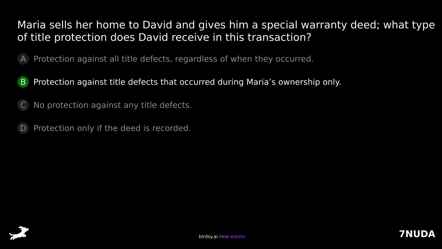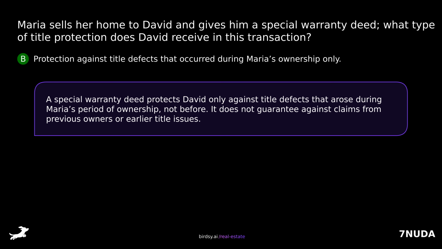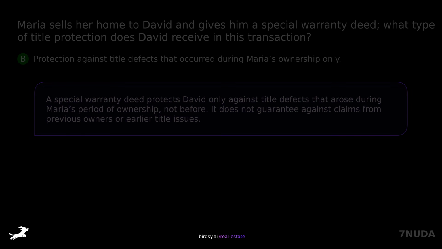Protection against title defects that occurred during Maria's ownership only. A special warranty deed protects David only against title defects that arose during Maria's period of ownership, not before. It does not guarantee against claims from previous owners or earlier title issues.